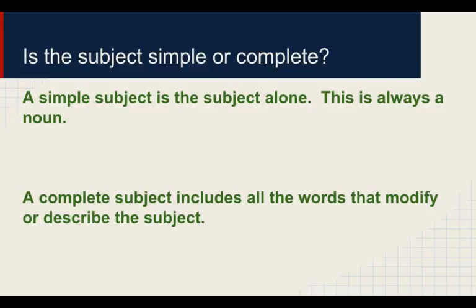Now, there are two different kinds of subjects. A subject can be simple or complete. A simple subject is the subject alone. It is just the noun. So a simple subject is only a noun. The complete subject includes all the words that modify or describe the subject.